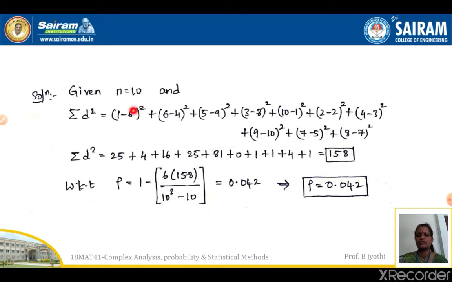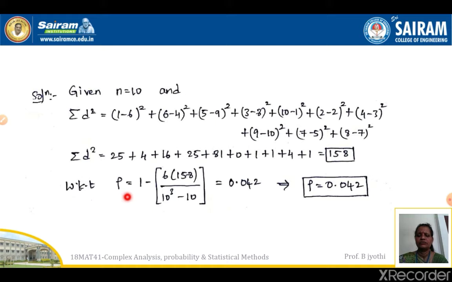So 1 minus 6 the whole square plus 6 minus 4 whole square plus 5 minus 9 whole square plus 3 minus 8 whole square, 10 minus 1 whole square plus 2 minus 2 whole square, 4 minus 3 whole square, 9 minus 10 whole square plus 7 minus 5 whole square and 8 minus 7 whole square. When we compute, we get respectively 25, 4, 16, 25, 81, 0, 1, 1, 4 and 1. When we total it up, we get 158.